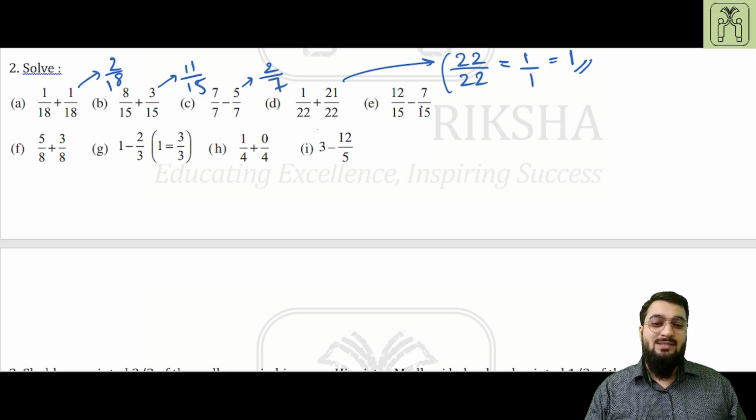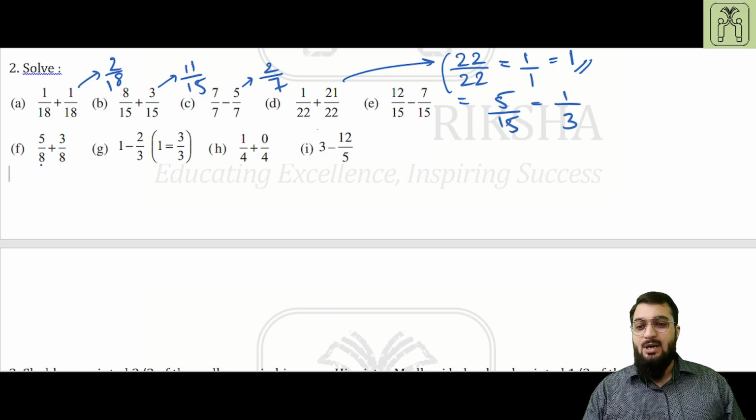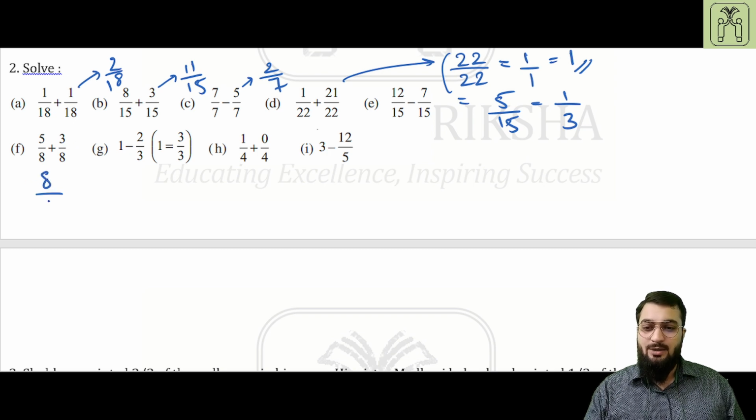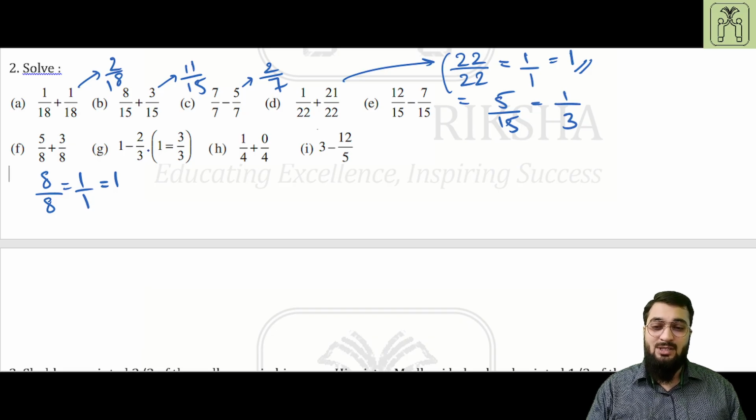So 12 minus 7 will give you 5 and it will be 5 upon 15. Further simplified, it will become 1 upon 3. Part F will give you 5 plus 3 is equal to 8, so it will be 8 upon 8 and it will give you 1 upon 1, or as an integer you can just write 1. So 1 upon 1 is the fraction representation of integer 1, and 8 upon 8 is the exact representation, rather 1 upon 1 is the simplest form representation.